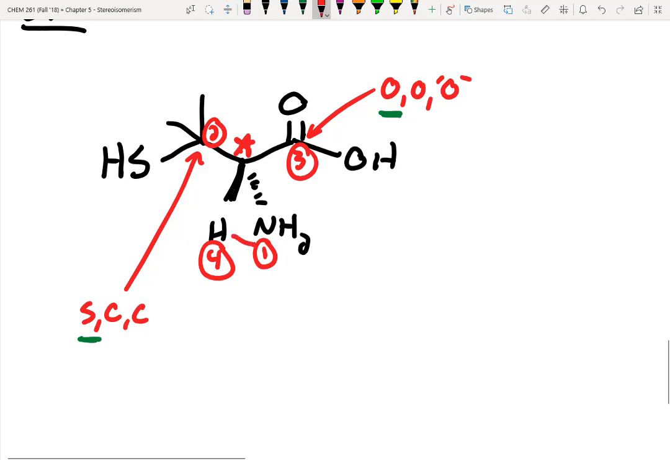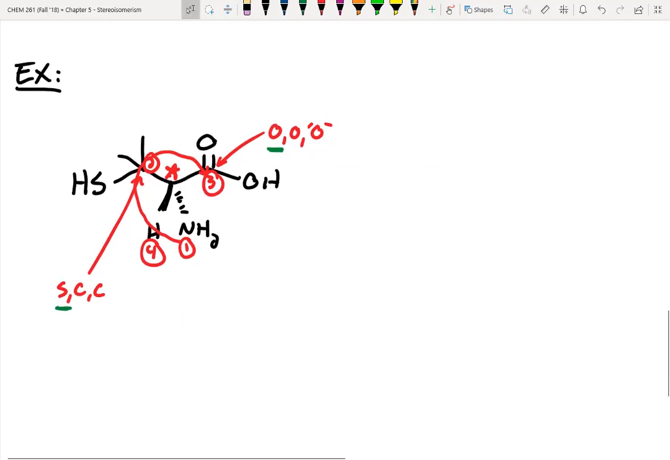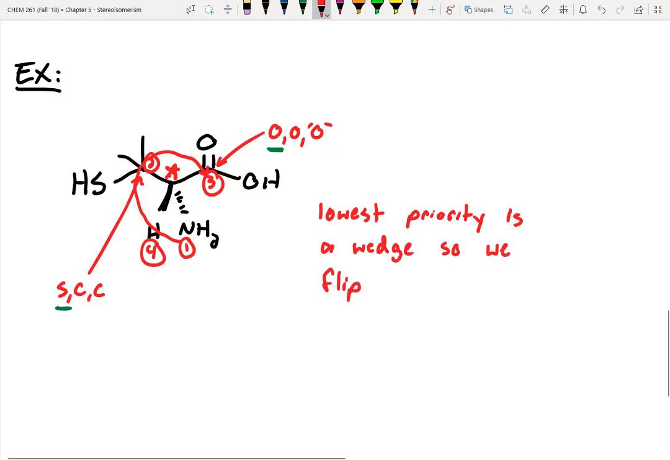So again, just like before, we're going to have an arrow going like that. So we're going to the right. Is this automatically going to be an R? Why not? Yeah, your lowest priority is a wedge. So this would be an example of our S conformer. So lowest priority is a wedge, so we flip R to S. Was there a question in the back?